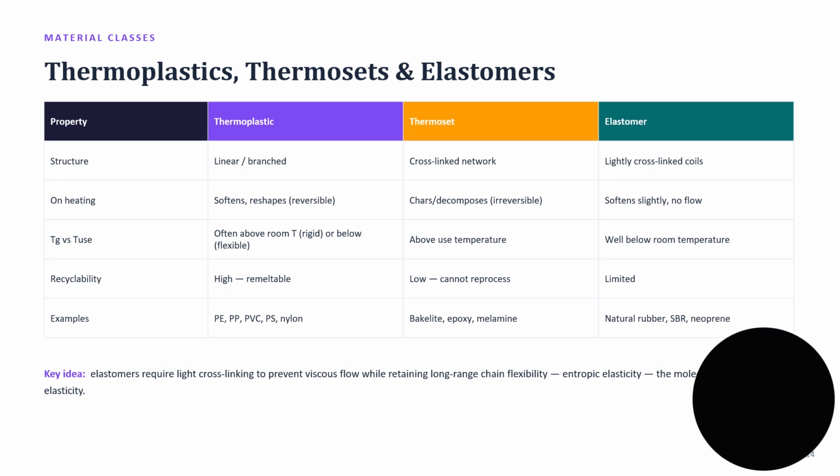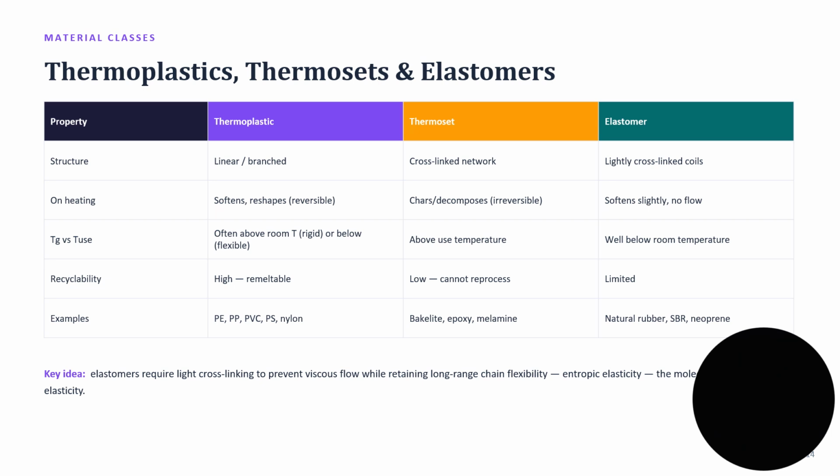Thermosets are cross-linked networks. On heating, instead of melting, they char or decompose. An irreversible chemical process, because you'll have to break covalent crosslinks, not just overcome intermolecular forces. This is why thermosets like bakelite, epoxy, and melamine cannot be recycled by remelting. Once cured, that shape is permanent.